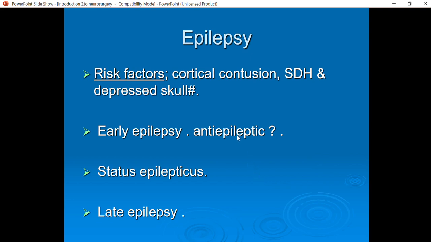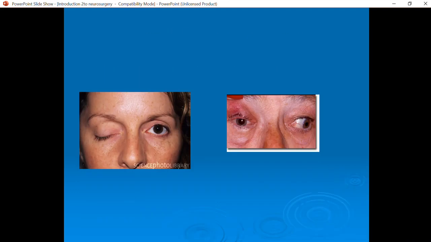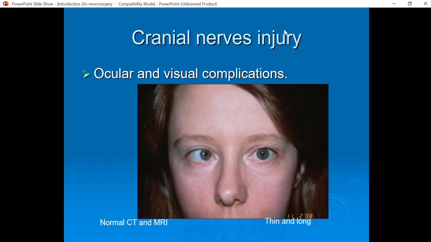Regarding the risk of epilepsy and head injury, I want you to remember three things. The risk factors are cortical brain contusion, not deep brain contusion; subdural hematoma, not epidural hematoma; and depressed skull fracture, because these three entities cause irritation of the cortex of the gray matter, and this predisposes to epilepsy. This is not important. Other complications of head injury are cranial nerve injuries.